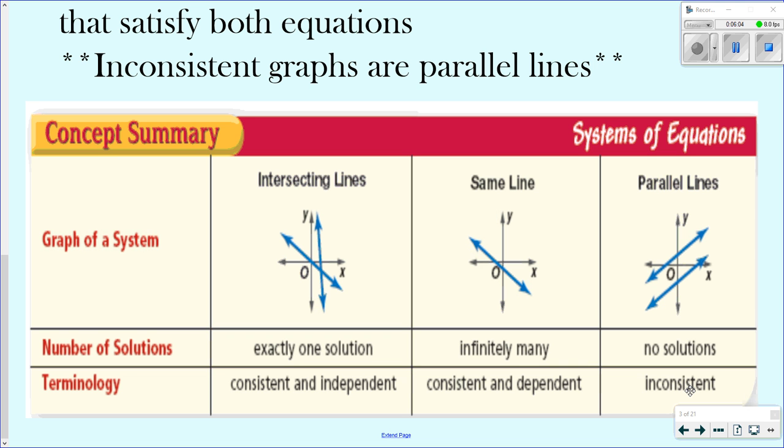But the problem is you both don't agree on how to solve the problem, even though you end up on the same path. So that makes you guys inconsistent, because you'll never agree on one thing, but you're going to do your own thing and just keep on following the same course. So that's what parallel lines are: they're inconsistent, there's no solution.